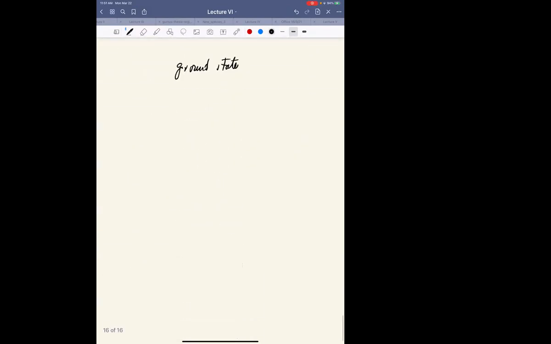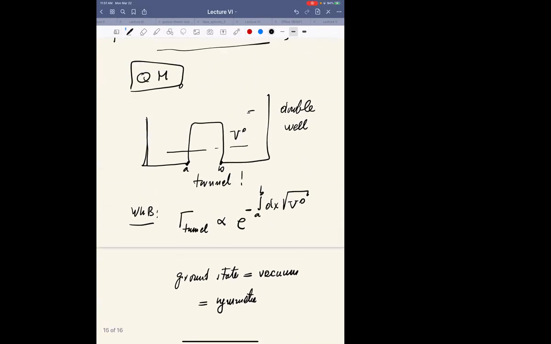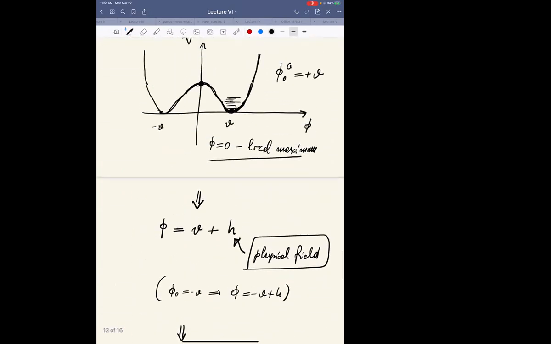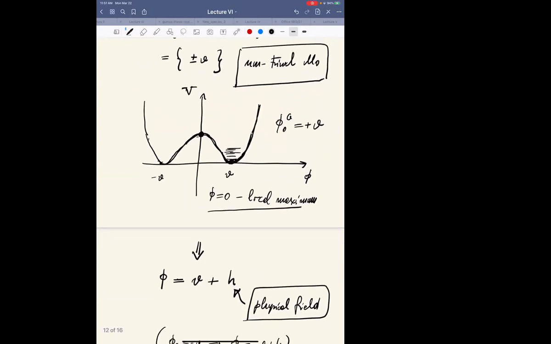So now if you know that there will be tunneling, why didn't you tell me that there will be tunneling? It's interesting. It's symmetric actually. You don't live here. You live in both equally because you tunnel. So am I wrong? It seems I'm wrong completely. This is a double well potential with a finite barrier.